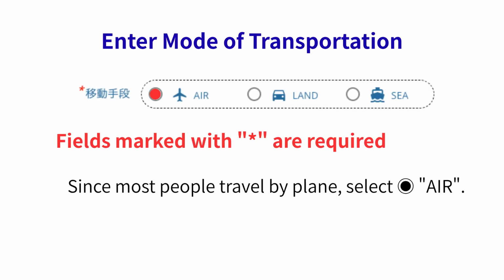Next is the mode of transportation. Since most people enter Thailand by plane, select Air. This field also has an asterisk, so it is mandatory.